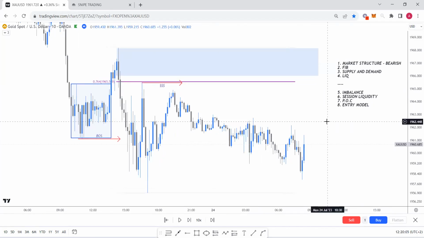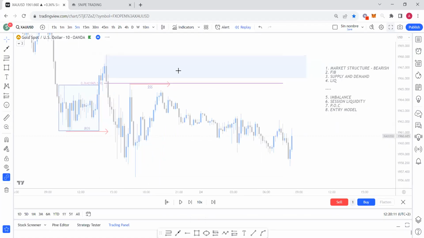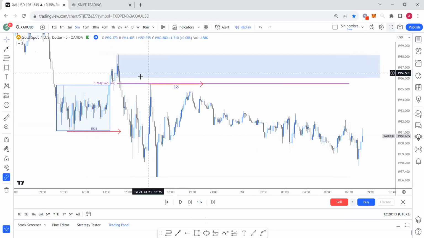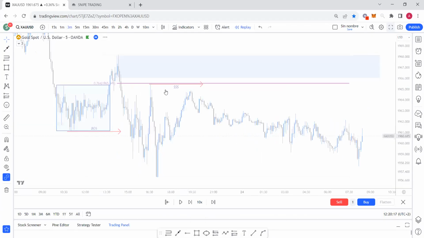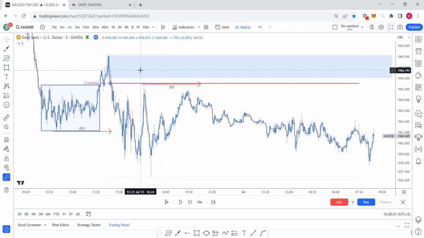Then let's look for the next confluences. Imbalance. In this case, if we go into the 5-minute, there is no imbalance. It has been mitigated. Let's see in the 3-minute. There was no imbalance, so we do not have that confluence. It's totally okay. Remember, those are extra confluences.